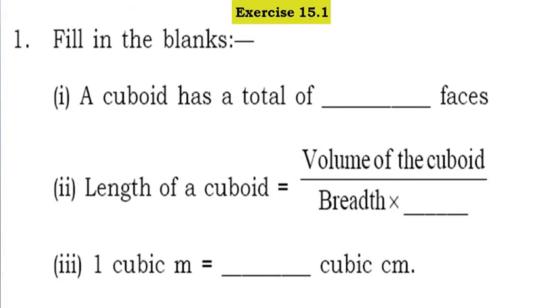Come to exercise 15.1. Now fill in the blanks. A cuboid has a total of how many faces? I told you a little while ago. The cuboid has a total of 6 faces. It has 6 faces. Now volume of cuboid is length into breadth into height.